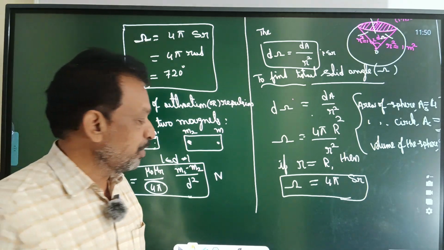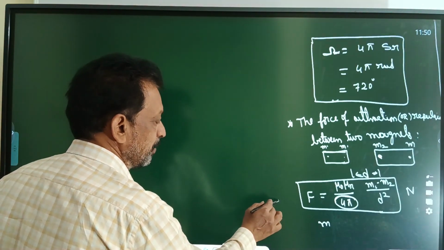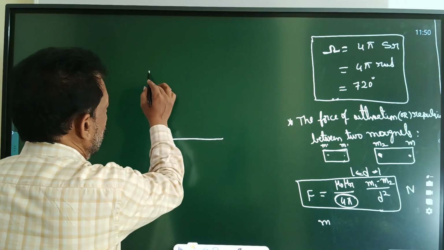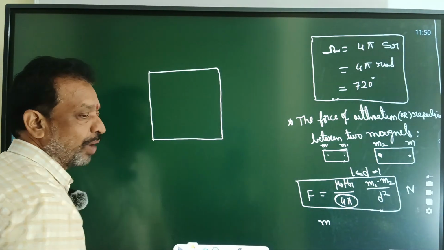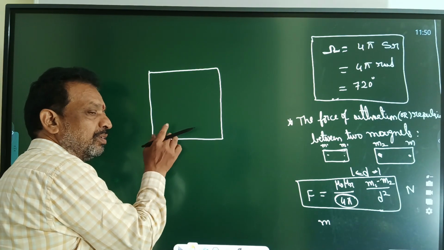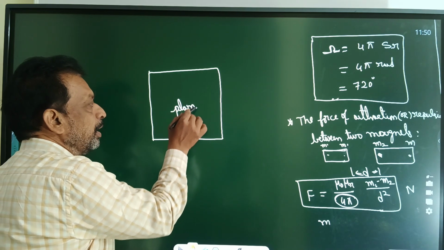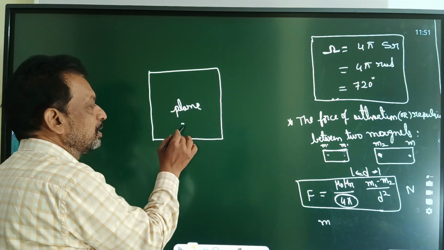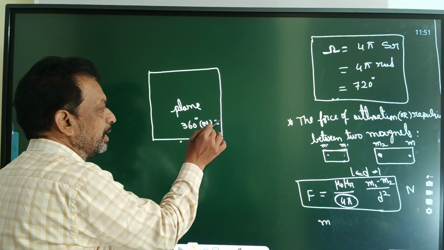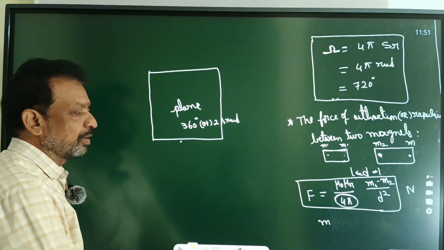Now suppose, for example, I will draw a 2-dimensional diagram. This is the diagram which I have taken, a square. I will see this side. Is it possible to see the back of this square? No. That's why it is a plane. So plane means 360 degrees or 2 pi radian. Understood? Okay.